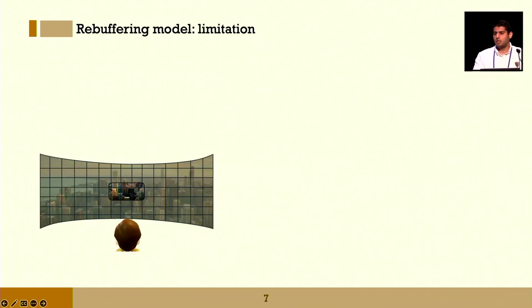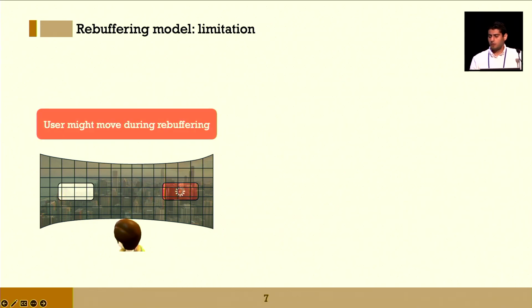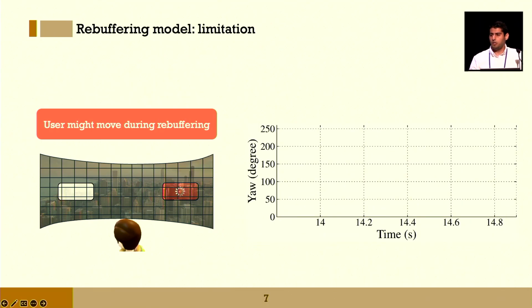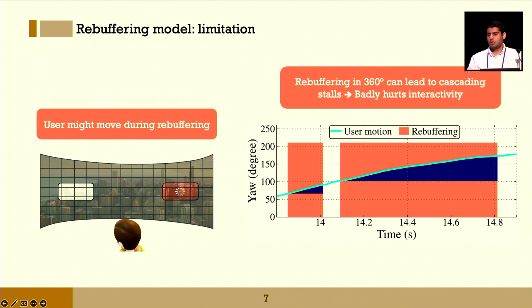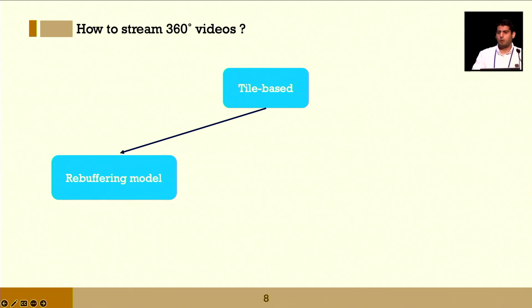Now, rebuffering is an undesirable event for all sorts of videos, but it's a bigger problem for 360. This is because the user might still move during the rebuffering, which would hurt their immersive experience. In fact, here's a snapshot from one of our user study sessions showing the user movement during rebuffering events. There you can see the user can still make quite a movement during the rebuffering, which could lead to cascading stalls, which would negatively impact the interactivity, which is the main objective of the full 360. So far we've seen that the tile-based rebuffering model obviously doesn't really support the interactive experience we're looking for.